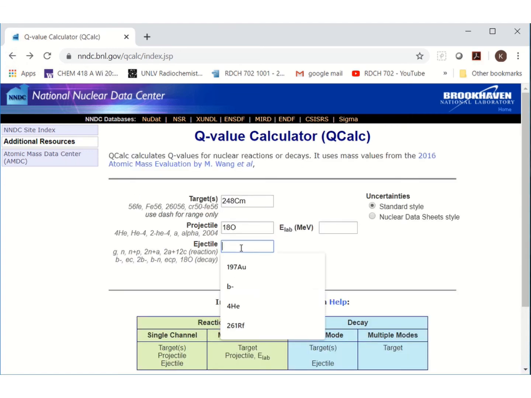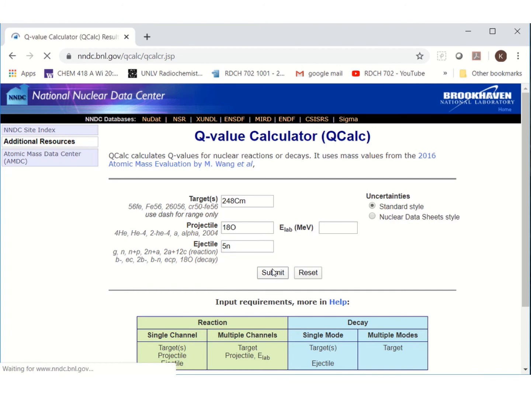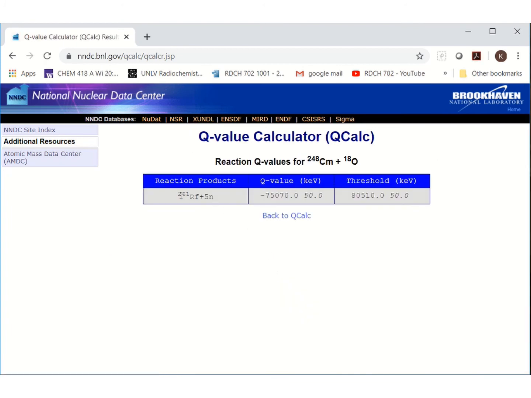If I wanted to say an ejectile of 5 neutrons, there we go. That's how I get my rutherfordium-261. That's my Q value for that reaction, and that's my threshold energy. As we'll learn, this is the energy you really need to be concerned about. That's how much energy one needs to apply to a system in order for a reaction to occur.